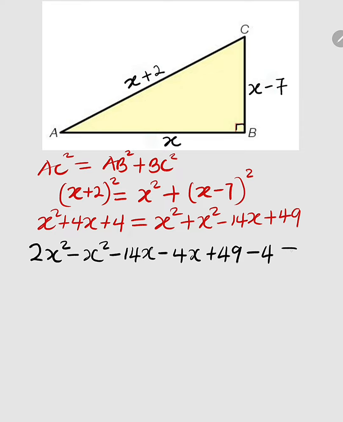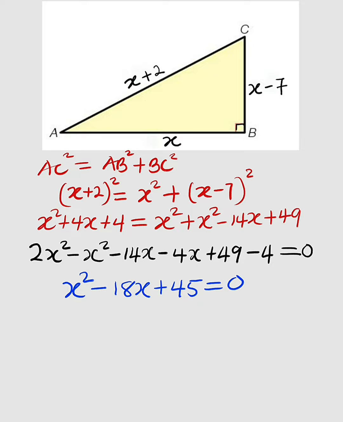Now we can set this equal to 0. 2x squared minus x squared is a single x squared. Negative 14x minus 4x is minus 18x. And 49 minus 4 is 45. And this is equal to 0.